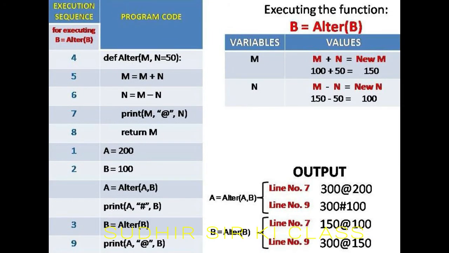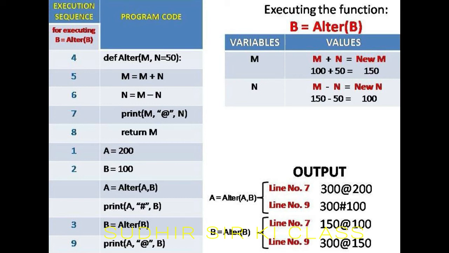Now we are calling and executing the function call statement B is equal to alter B. So here what we are doing, we are passing the value of B in the function argument. The value of B is 100. We are passing it through B. So as you know that this value B will go to M in the function definition. So M will have a value 100 now. And the second value from the argument is missing. So the default value of N will take over. So M will have a value 100 and N will have a value 50.